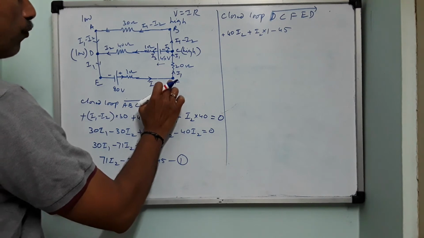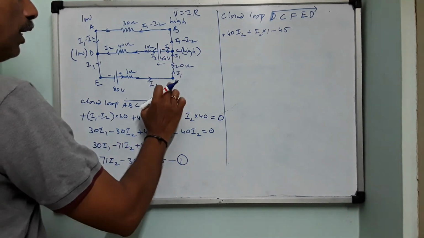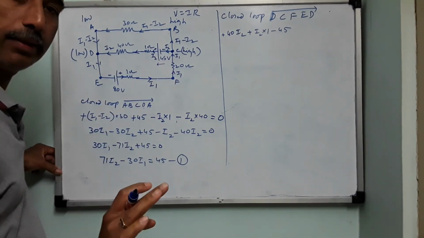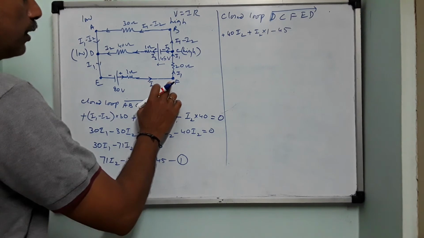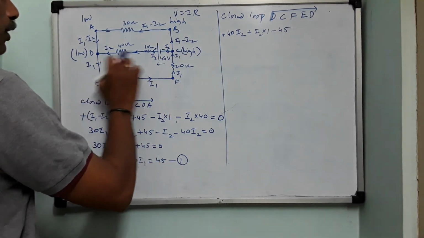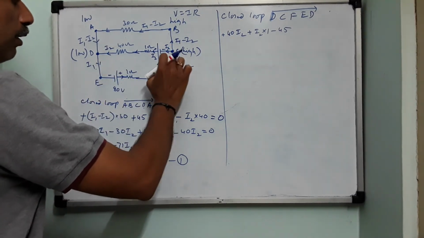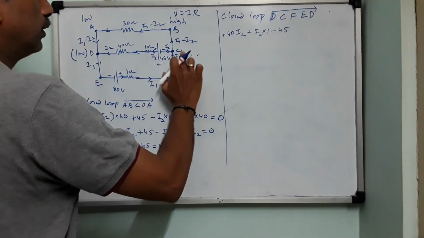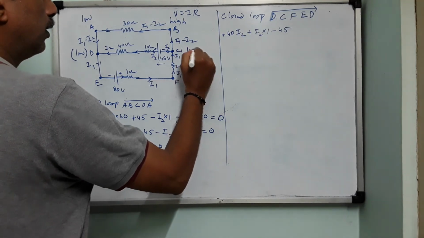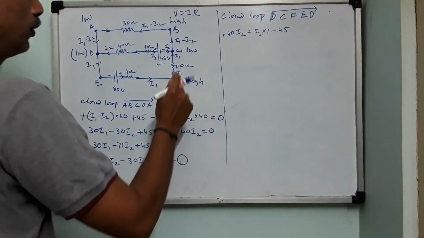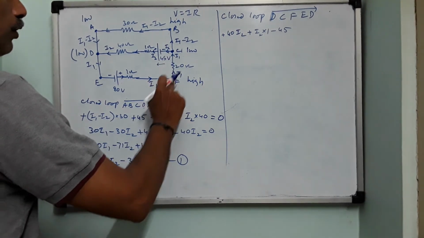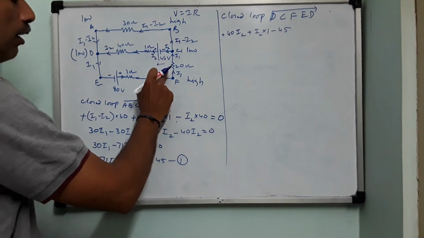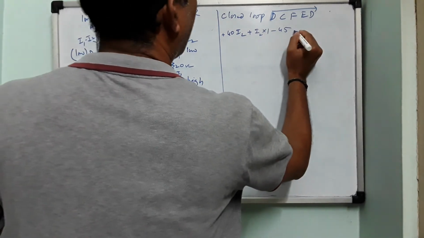Current is going from F to C, means F must be at higher potential than point C. Clear? F must be at higher potential than point C. For these 2 points it is high potential, but for these 2 points relatively this is a lower potential. So now this is a low value and this is a high value. So you are going from C to F, moving from low voltage to high voltage. The potential difference across these should be taken what? Positive. So plus 20 I1.